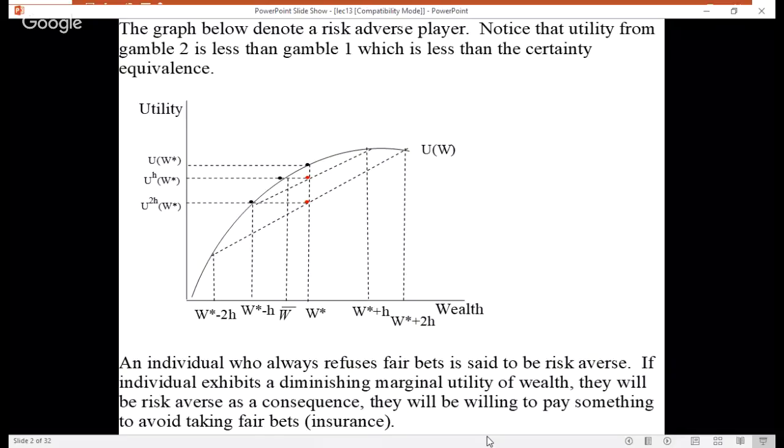So in this case, I can take W star with certainty, and I would choose that. But if you're making me take the gamble, I would be willing to pay the difference between W bar and W star to avoid the gamble. I would pay that much to avoid this gamble, or in other words, I'd buy insurance against the gamble. That's the amount I'd be willing to pay, because at that point it gives me the same utility as taking the gamble.